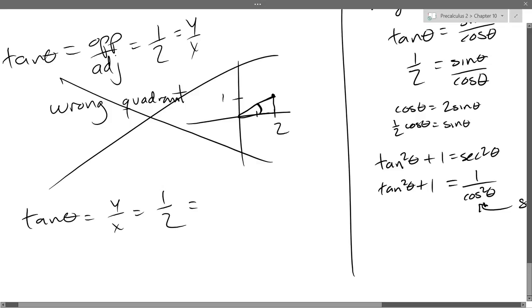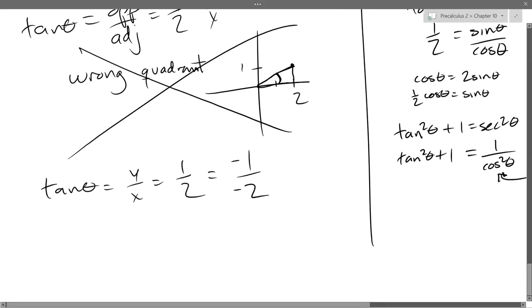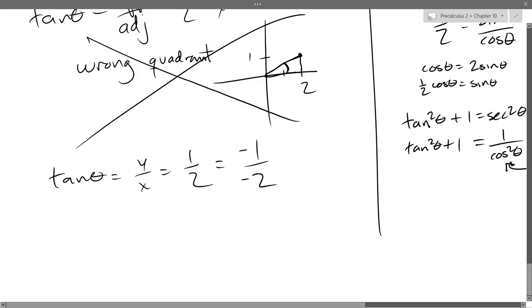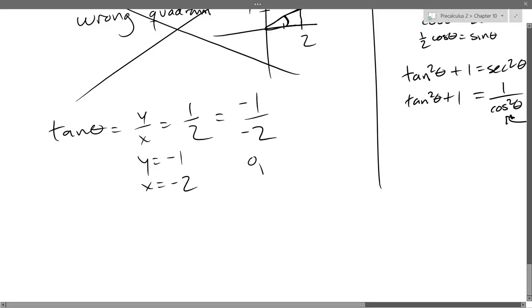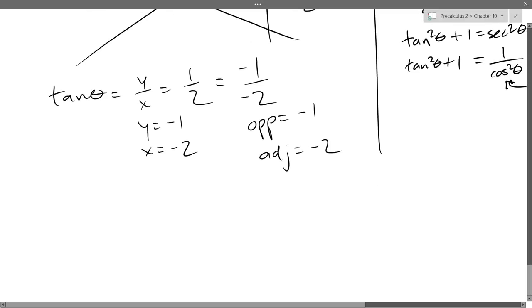Now I'm going to do something that is not terribly obvious. 1 divided by 2 is equal to negative 1 divided by negative 2, because two wrongs make a right. You divide by negative, you get a positive. All right, y will be negative 1, x will be negative 2. You could also think of opposite and adjacent. So you could write opposite equals negative 1, adjacent equals negative 2. And we draw our triangle out in the correct quadrant. Opposite negative 1, that's our y value. Adjacent negative 2, that's our x value. There's our point. Now we're in quadrant three.